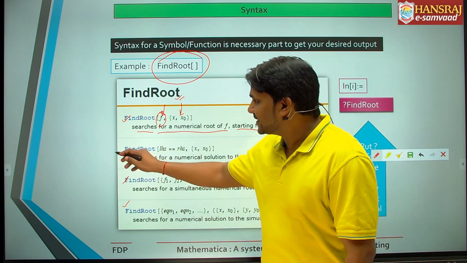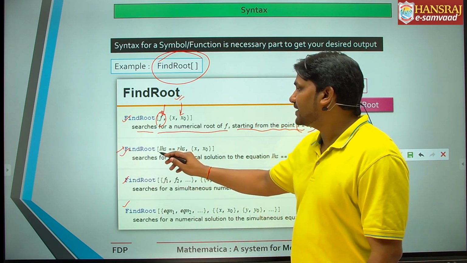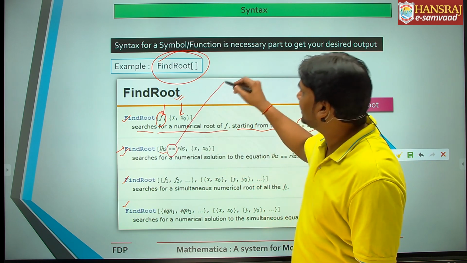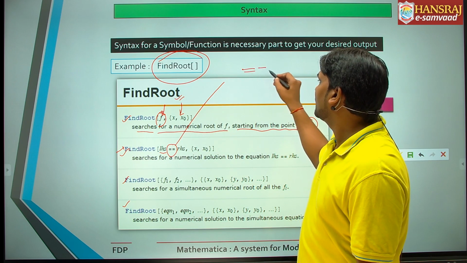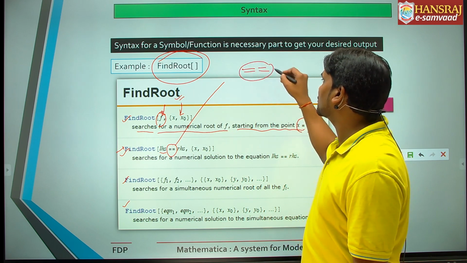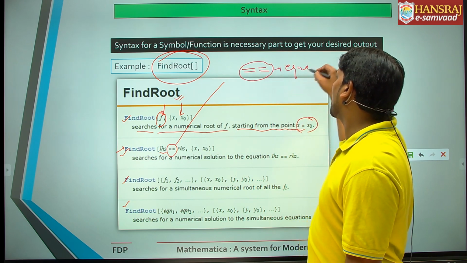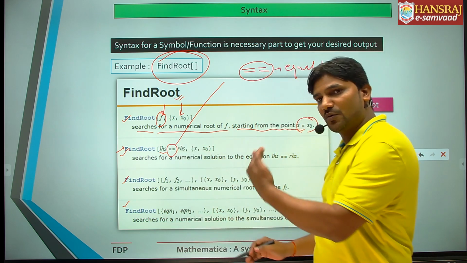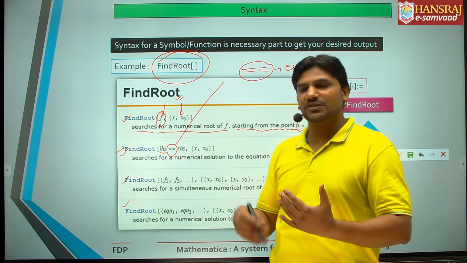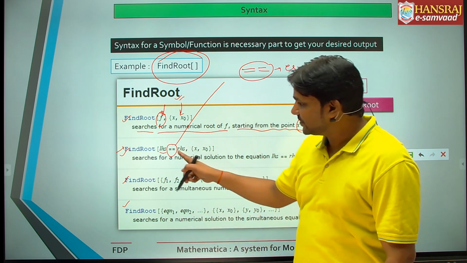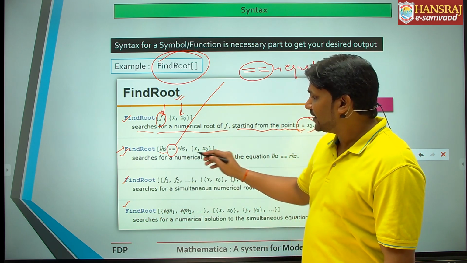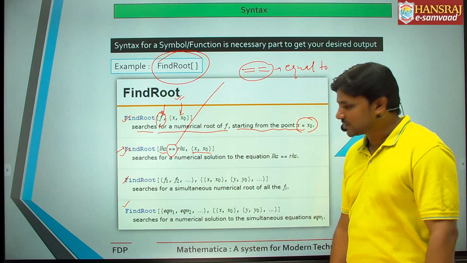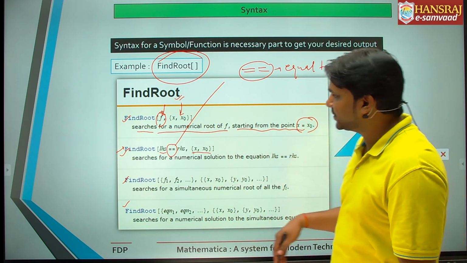Let's say the second syntax here, FindRoot LHS equal to RHS. Now you can see here equal to is basically 2 times equal, not 1 time. So left hand side equal to right hand side. For example, if you want to write some equations, then you need to write in this way. Then you can write your point value x equal to x naught, and you will get your values easily.